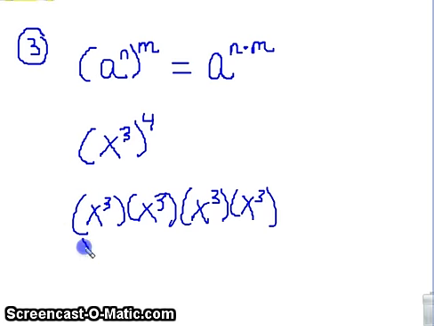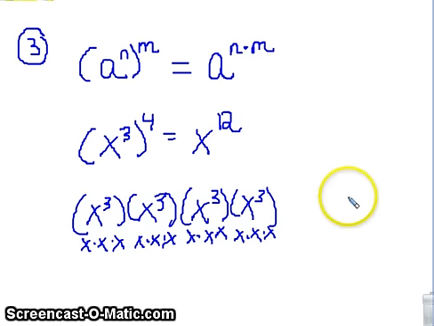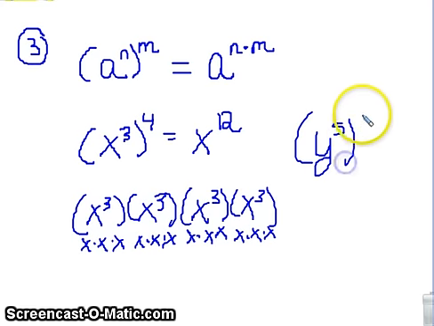Well, everybody in here knows x times x times x. x times x times x. There's 12 of them. So what you do is multiply so that you get x to the 12th. You have y to the 5th raised to the 6th power. It's just going to be multiply those and get y to the 30th.